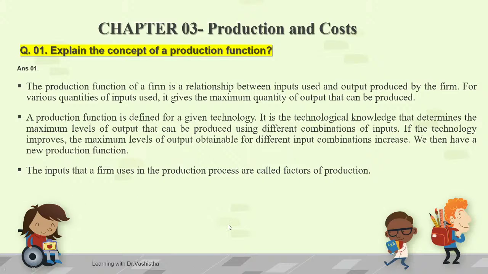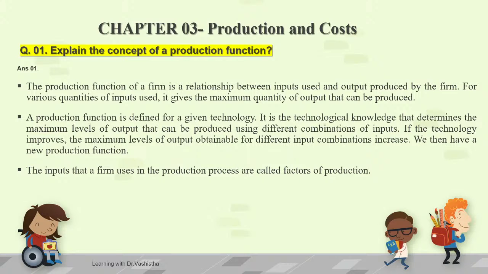See, the production function of any firm is a technical relationship between inputs used and the output produced by that firm. Now, for various quantities of input which are being used, it gives the maximum quantity of output that can be produced. So it's a kind of technical relationship between input and output, and the aim is the maximum quantity of output that can be produced.